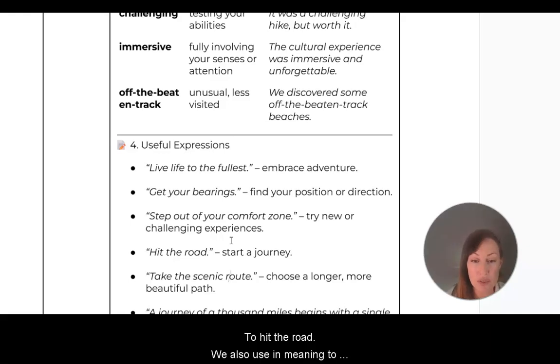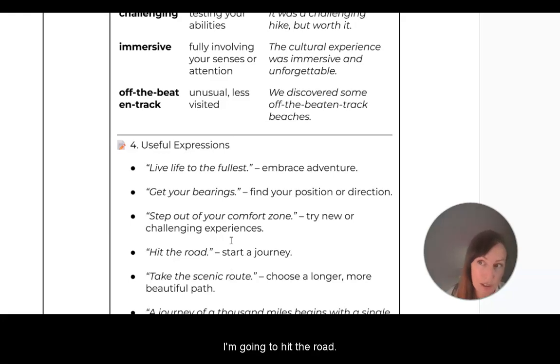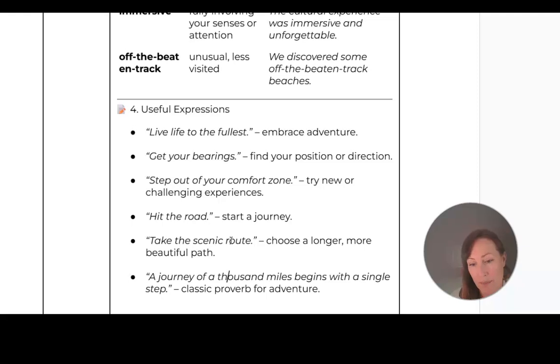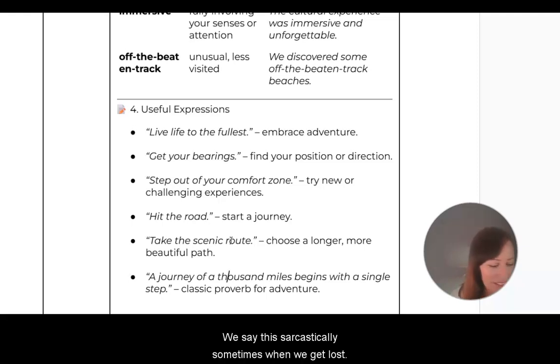To hit the road, we also use meaning to go. Okay, I'm going to go. I'm going to hit the road. I'm going to head. So we can say those in different ways. Famous song, Hit the Road Jack. Check it out. To take the scenic route means to choose a longer but more beautiful way of going. We say this sarcastically sometimes when we get lost. Oh, we took the scenic route. But it means to take a longer, more beautiful route.